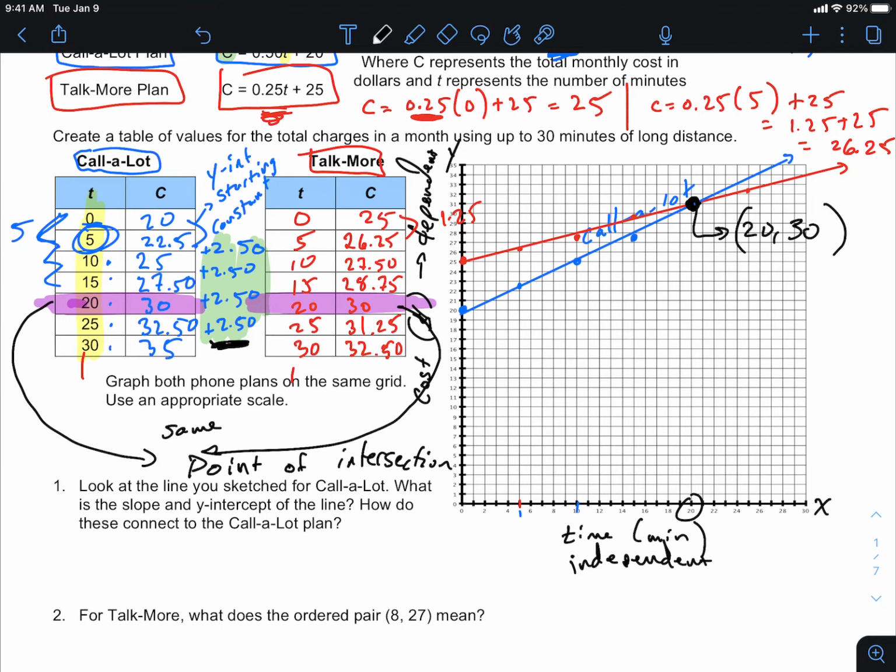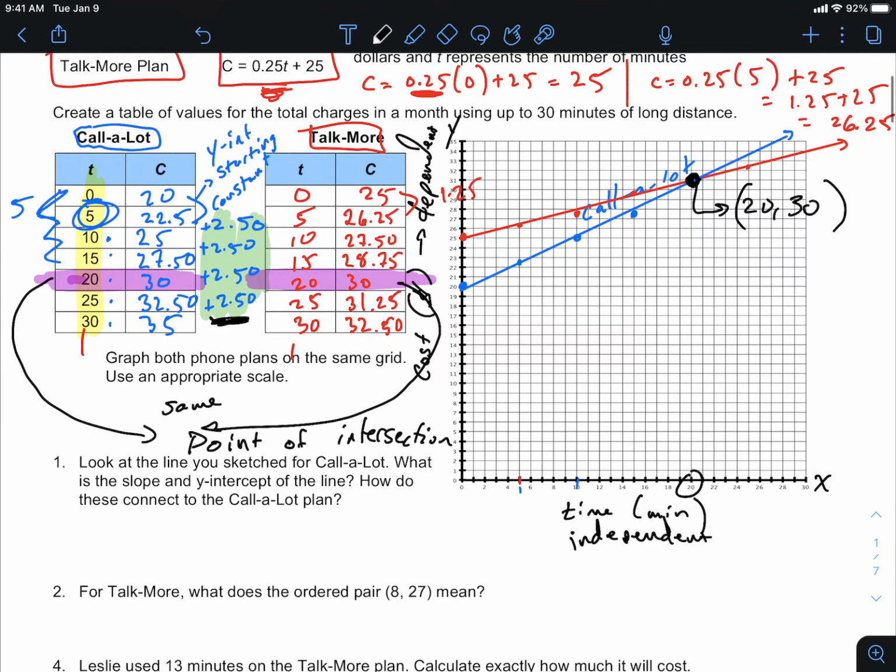Okay? Does anybody have any comments or concerns about that graph before I go down and answer some questions? You can drop them in the chat.